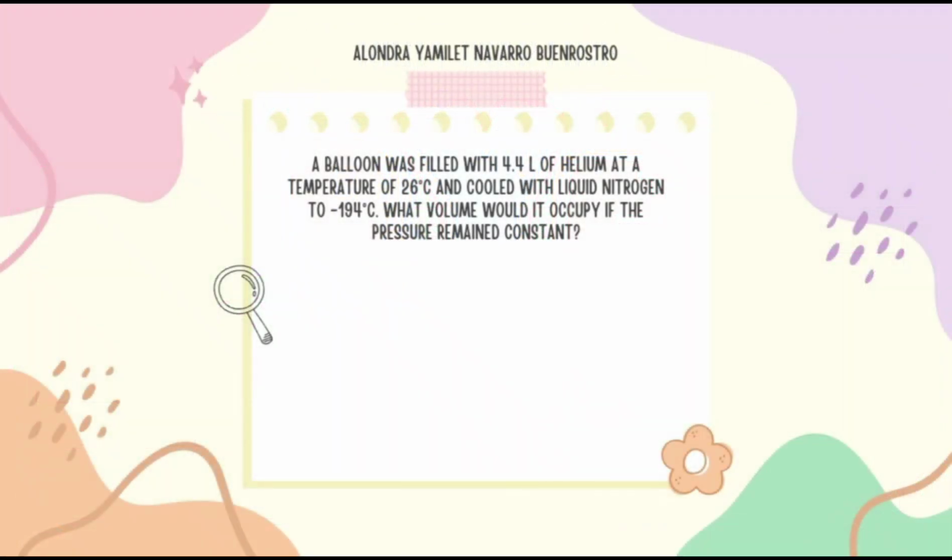Hello, my name is Alondra and my problem is the following. A balloon was filled with 4.4 liters of helium at a temperature of 26 degrees Celsius and cooled with liquid nitrogen to minus 194 degrees Celsius. What volume would it occupy if the pressure remains constant?